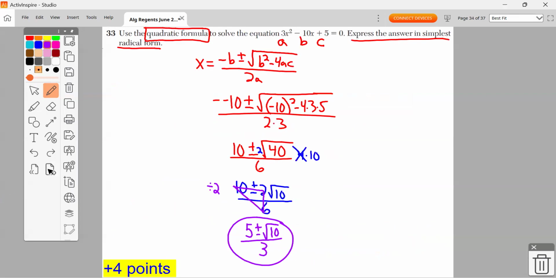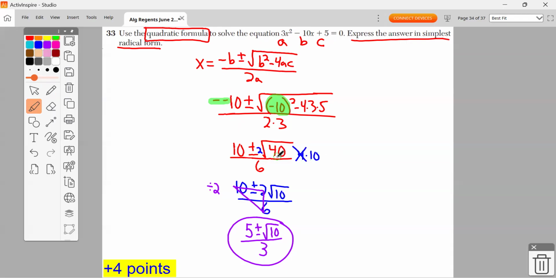In question number 33, use the quadratic formula to solve this equation. 3 is your A, -10 is your B, 5 is your C. They give you that quadratic formula on your reference sheet if you forget what it is, so be very careful, all right? Be careful at this beginning part. The negative of -10 is +10. And then be careful typing in your -10. You have to put it inside parentheses. -10 squared minus 4 times 3 times 5 all over 2 times 3.